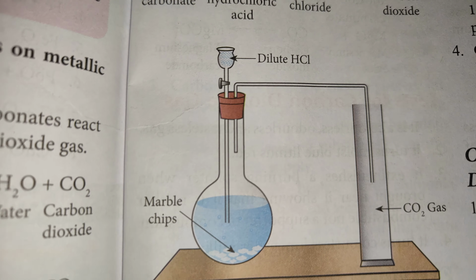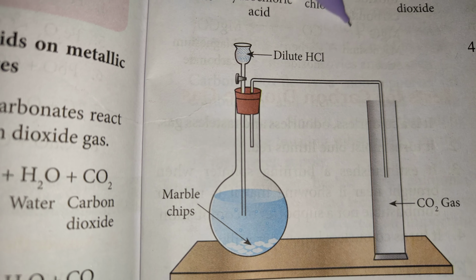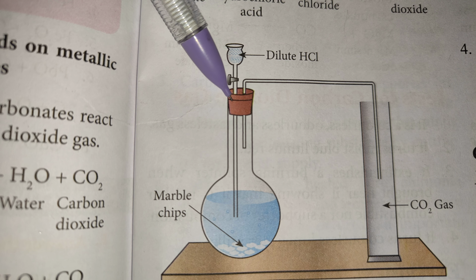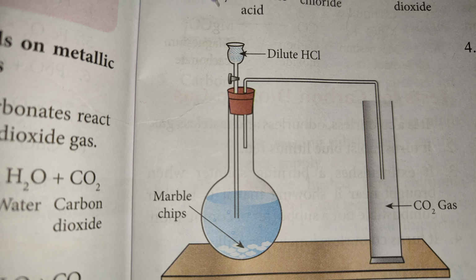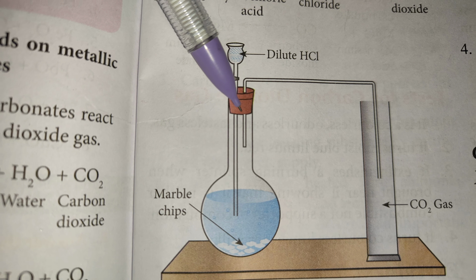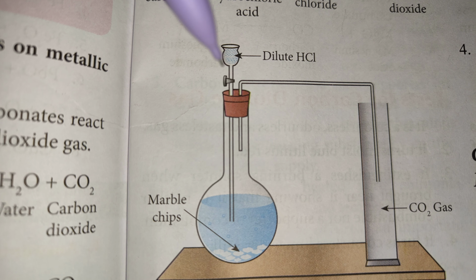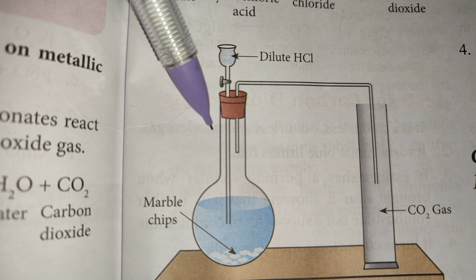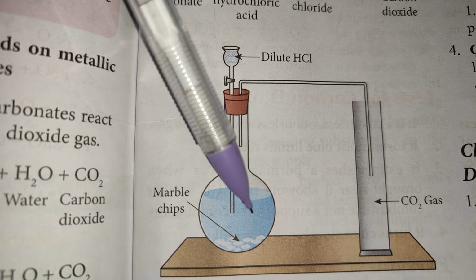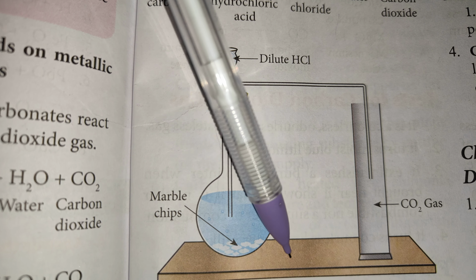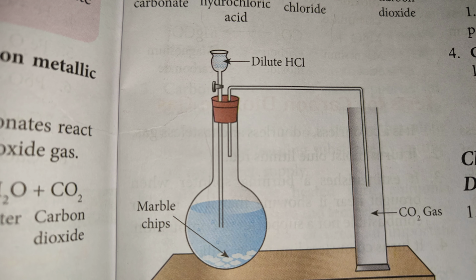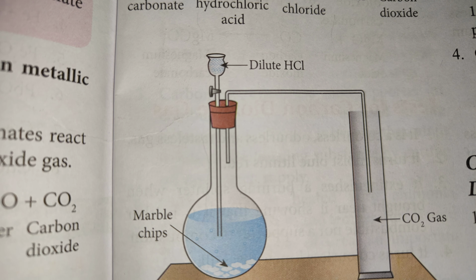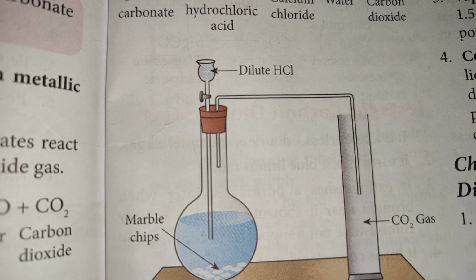Then we put a stopper there, and there must be two holes in this stopper. Through one hole, we connect the thistle funnel, and through the other hole we connect the delivery tube. Now through this thistle funnel we drop the dilute HCl drop by drop, and it must cover these marble chips completely, and then you will see a brisk effervescence, which shows us the evolution of gas.